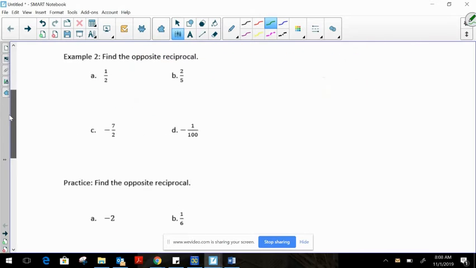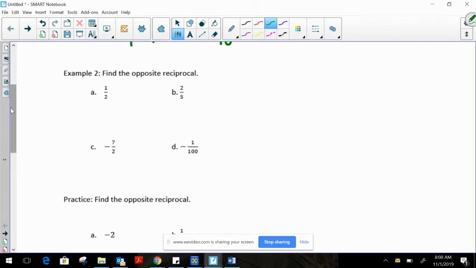Okay, now let's do example 2. If you're already given a fraction, you're still doing the same idea. I'm still flipping it over. So 1/2 flipped over would be 2 over 1. We're just going to write 2, though. That's how we write it in our equations. It was positive, so now I make it negative.